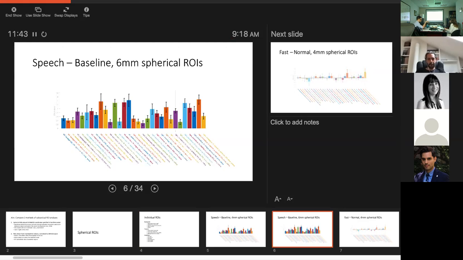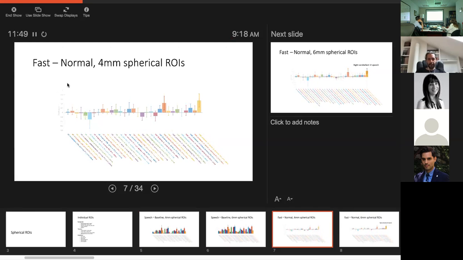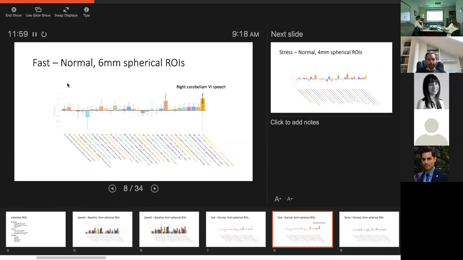Okay, that sounds good to come back to in a while. So then the next slide is the fast versus normal contrast with a 4 millimeter radius ROI, and none of these showed significant activation. Oh no, sorry, for the 6 millimeter, we did get the right cerebellum lobule 5 speech node significantly different.